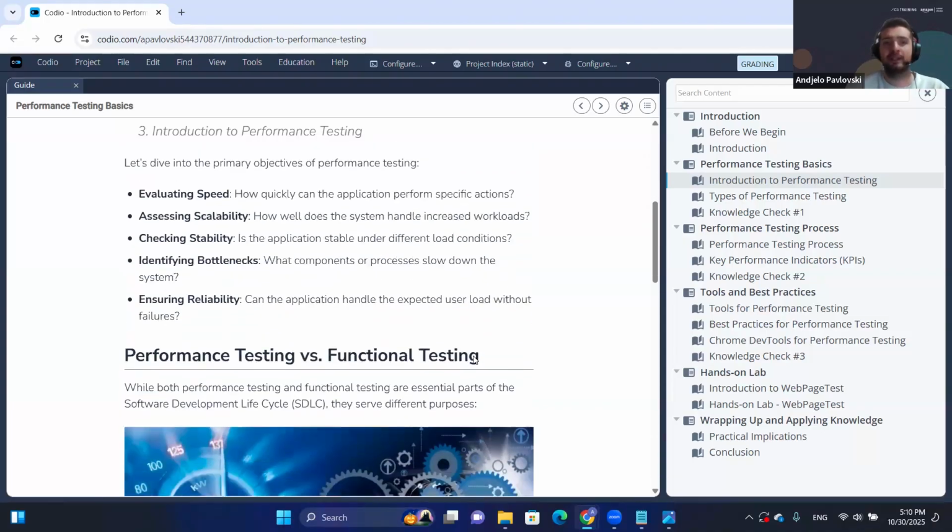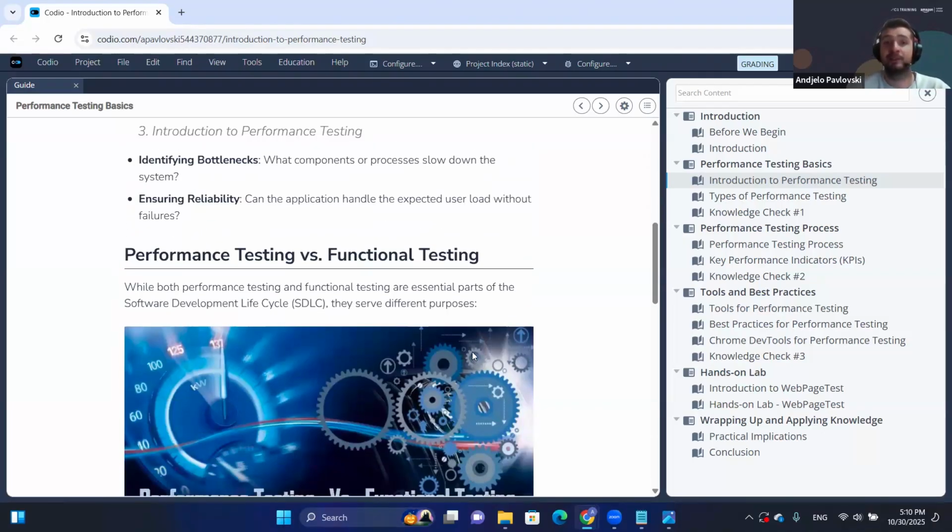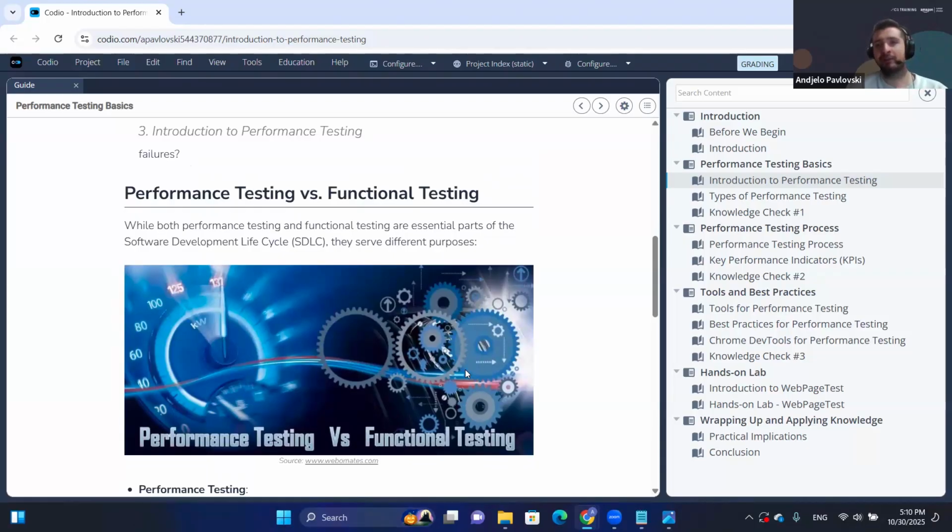Now, let's dive a bit deeper into performance versus functional testing, just to get an idea of how we use them both in combination. But before I continue, because I need to jog my memory a bit, does anyone remember what functional testing was, or what some functional testing types are? You can write it in the live chat. So either what it is or maybe some functional testing types, if you remember them. We went through some of them in the previous lectures.